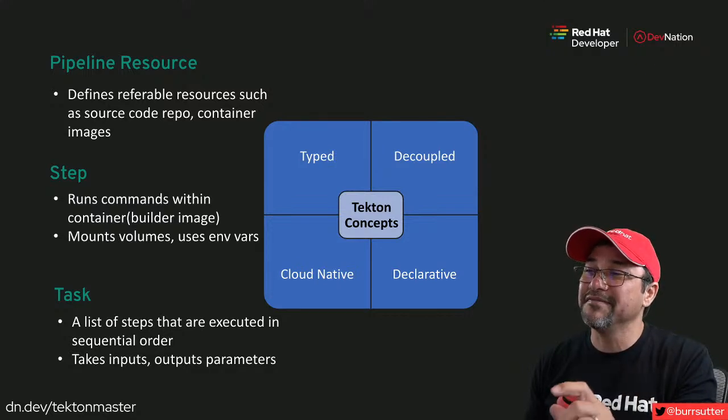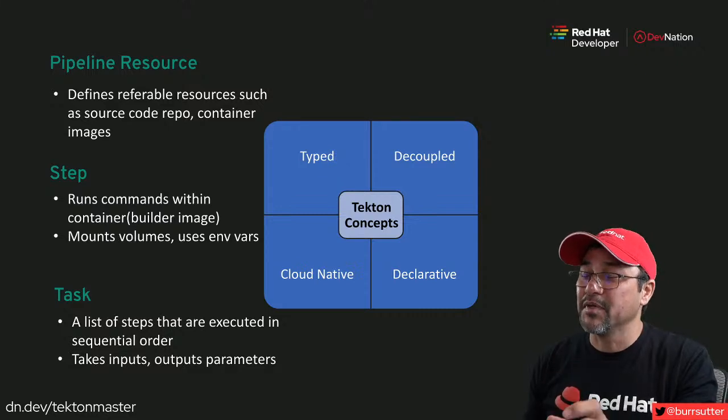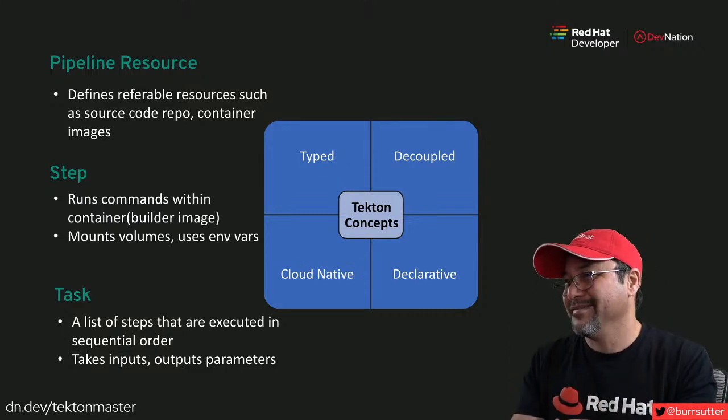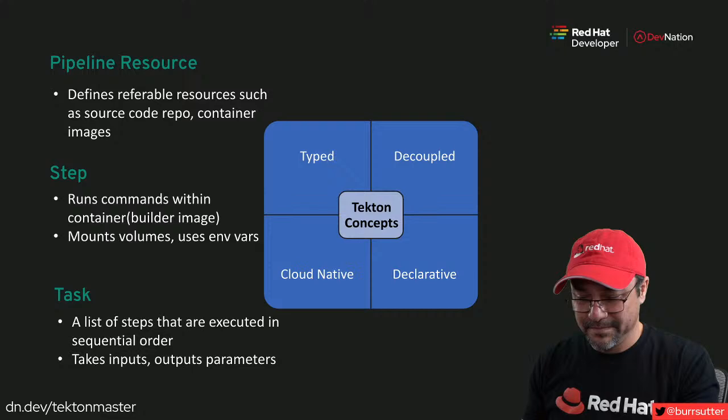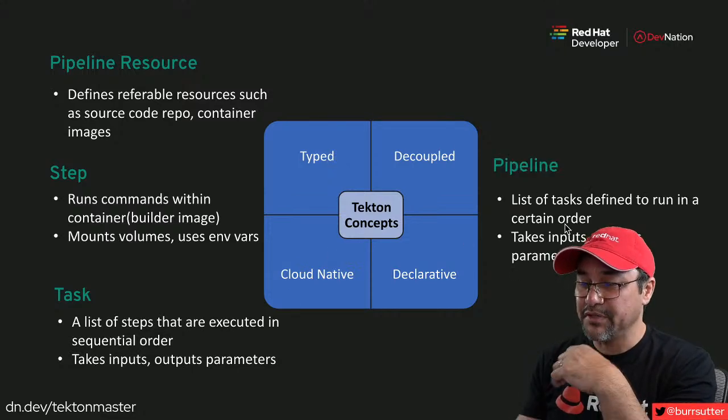I'm kind of curious to see if you did a Knative eventing event listener, or what was listening. You just have to have something to listen so you can trigger it. The pipeline, of course, is a series of tasks.